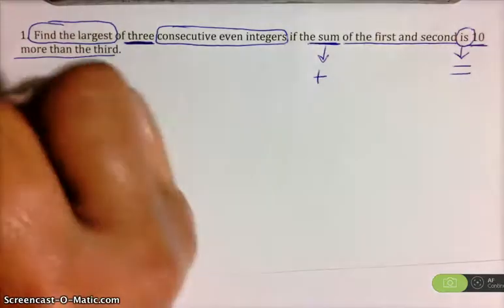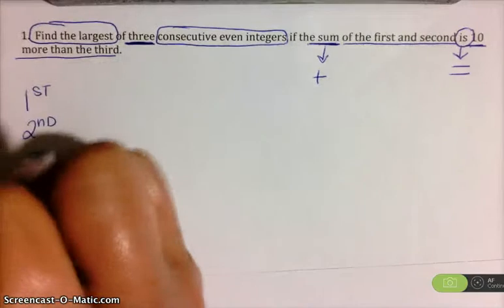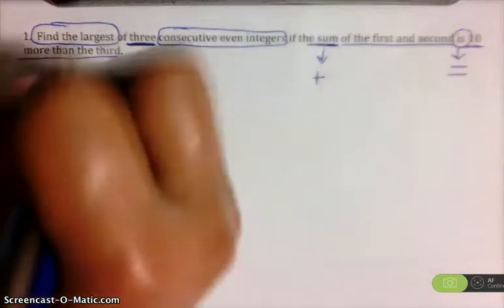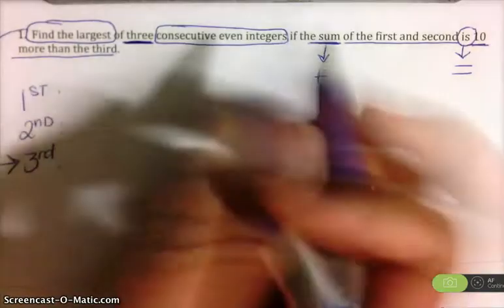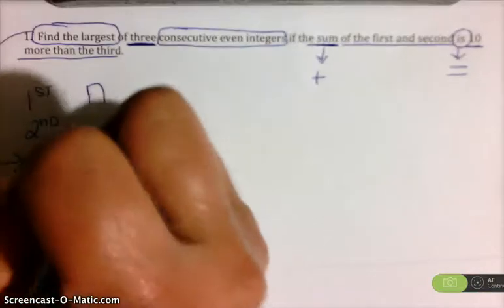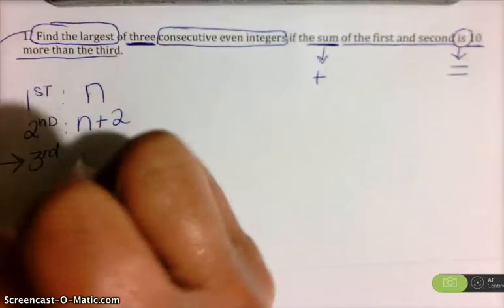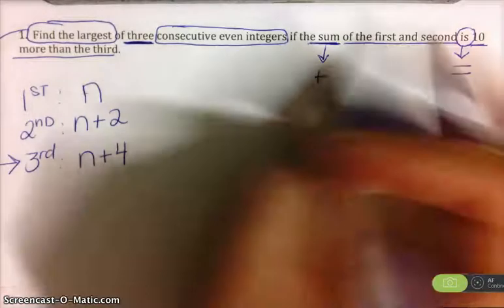If we have three of them, we have the first one, the second one, the third one. We're looking for the largest one. So that would be the third one, would be your largest one. And they're even, and even integers increase by 2. So the first one is n, the second one is n plus 2, and the third one is n plus 4. Now it says the sum of the first and second.